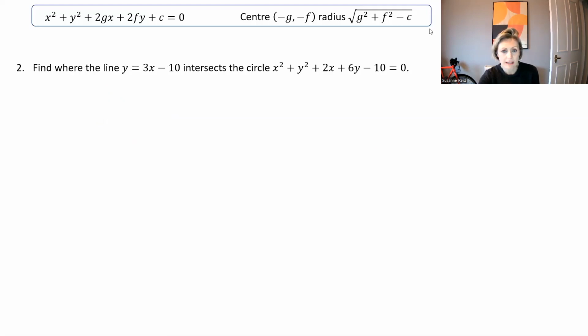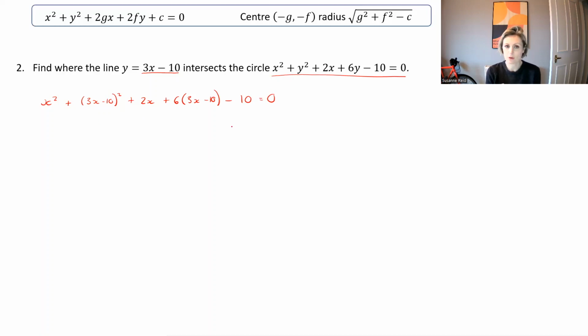Okay, next problem. Find where the line y equals 3x minus 10 intersects this circle. So what we're doing there is we're going to sub in the value for y into our formula, tidy it all up, and then see what happens. So I'm going to change y to 3x minus 10. So rewriting the equation of the circle, x squared plus y squared, but instead of y squared, it'll be 3x minus 10 squared, plus 2x plus 6y's, but again, changing my y, minus 10 equals 0. And now we just tidy up.